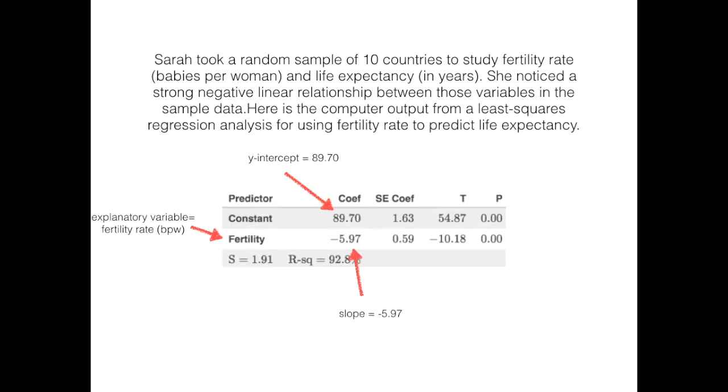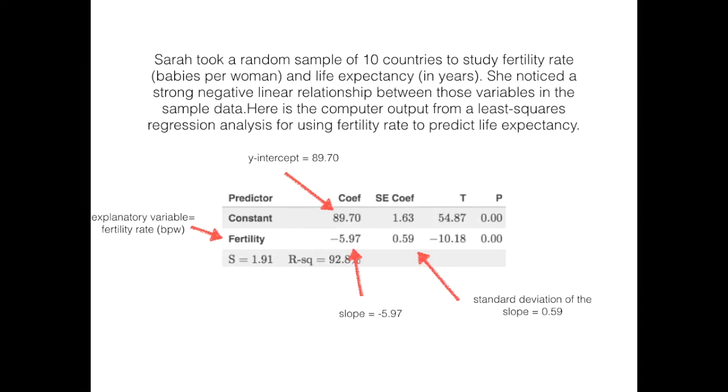This value represents the coefficient of the explanatory variable, or the slope. This represents the change in the predicted y value for every 1 unit increase in the explanatory variable. In this problem, the slope would be negative 5.97. In context, this means that for every 1 unit increase in fertility, the predicted life expectancy decreases by 5.97 units.